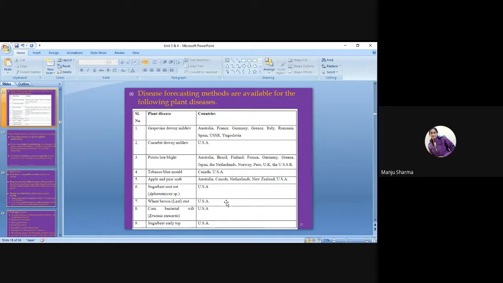Apple and pear scab disease in Australia, Canada, Netherlands, New Zealand; sugar beet root rot in USA; wheat stem rust in USA; then wheat brown leaf rust in USA; and corn bacterial wilt in USA; and sugar beet curly top in USA.